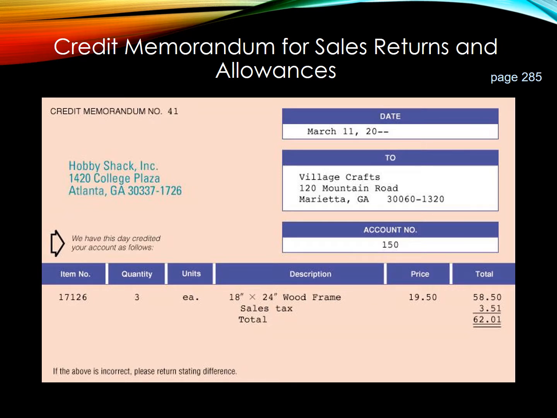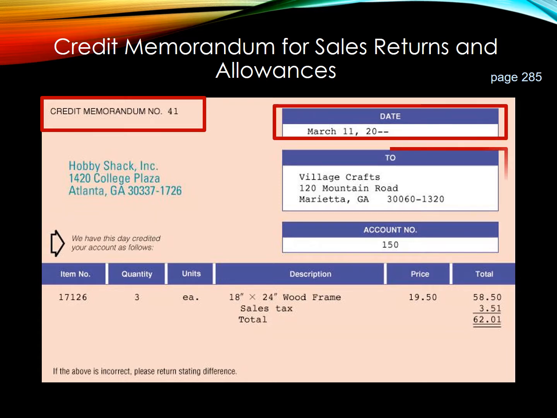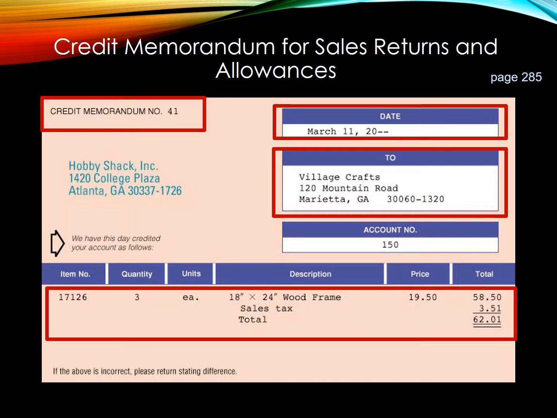A credit memorandum for sales returns and allowances. You will find the credit memorandum number. There will be a date. The credit memo will identify who the customer is. It will also show its account number and give you a description of what is returned or what the allowance is for. Since we also charge them sales tax, we also have to return the sales tax to them.